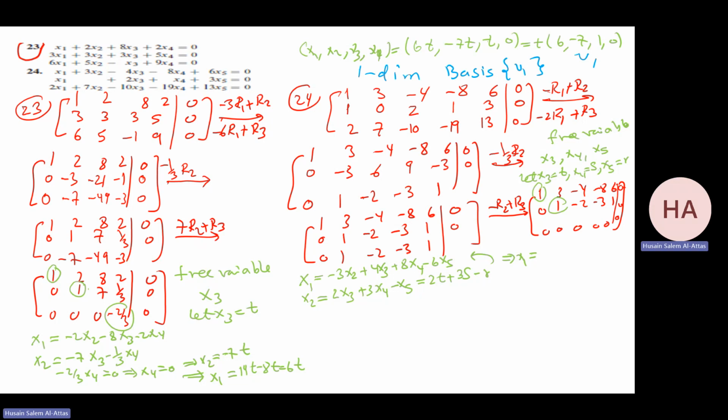equals what? Minus 3 times this. Yeah, it will be minus 6t minus 9s plus 3r plus 4t plus 8s minus 6r, which is minus 2t minus s minus 3r.